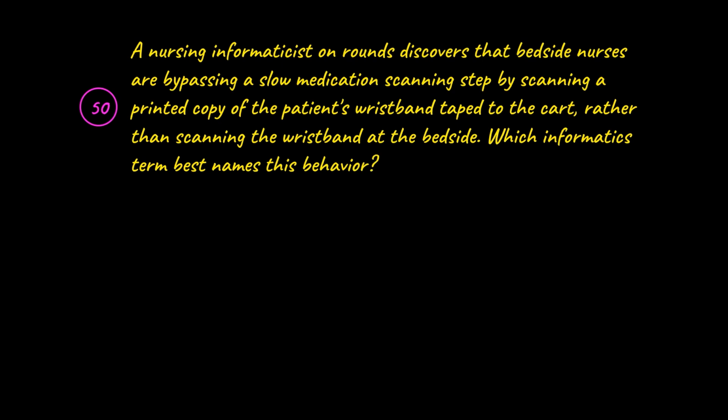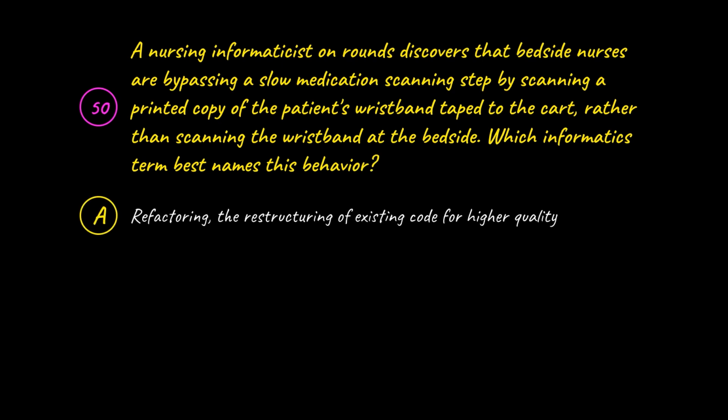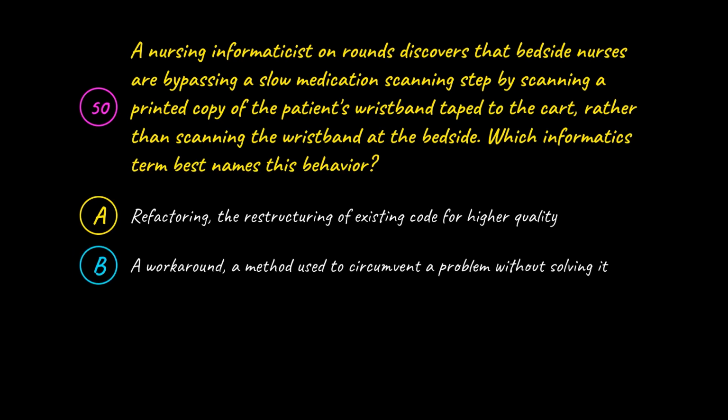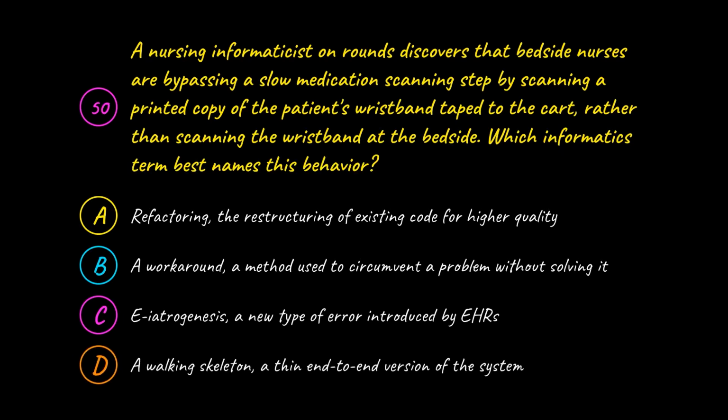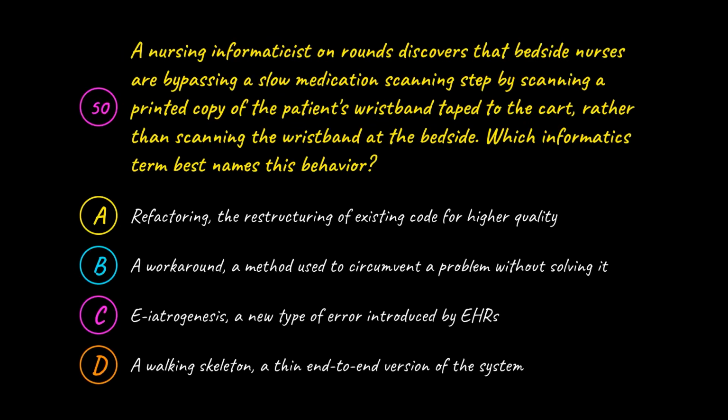Your options are A. Refactoring, the restructuring of existing code for higher quality. B. A workaround, a method used to circumvent a problem without solving it. C. Iatrogenesis, a new type of error introduced by EHRs. D. A walking skeleton, a thin end-to-end version of the system. Take a second. Which answer would you pick?